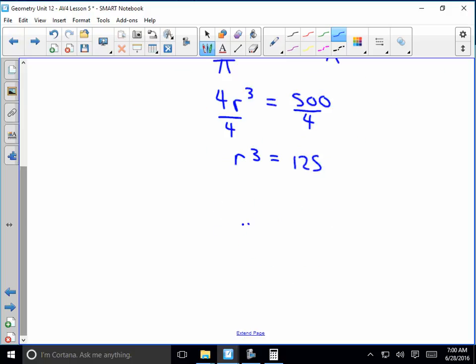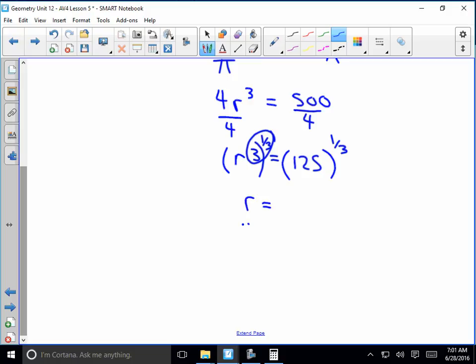Now, finishing this off, how do we get rid of the cubed value? What we're going to have to do here is use what we call a reciprocal exponent. To get rid of a cubed value, we would want to do the cube root, but we're going to raise it to the power of 1/3. So we're going to raise both sides to the power of 1/3. That takes care of our exponent on this side.